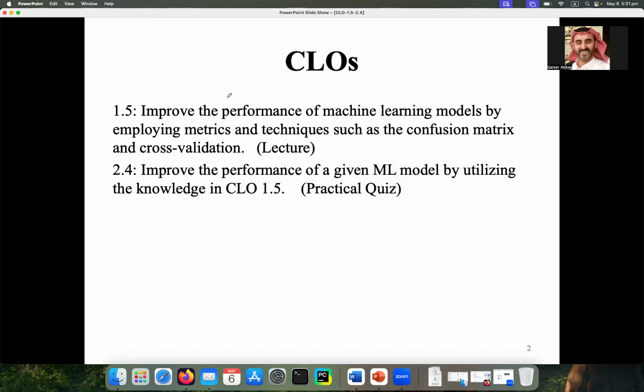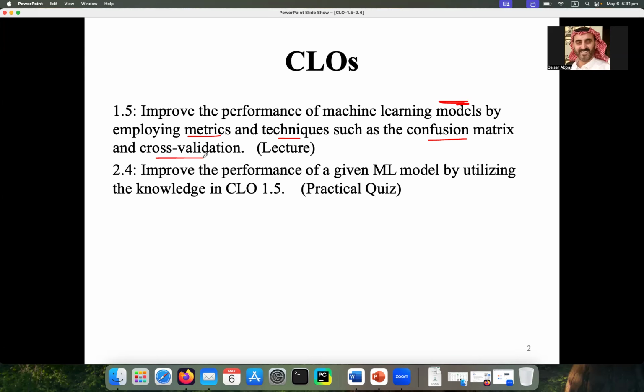Bismillahirrahmanirrahim. So the statement of the CLO is: improve the performance of machine learning models. Improve the performance of models by doing what? By using some metrics and techniques such as confusion matrix and cross validation. Only two metrics are mentioned here, but there are many.